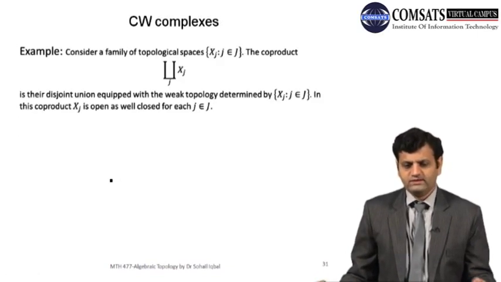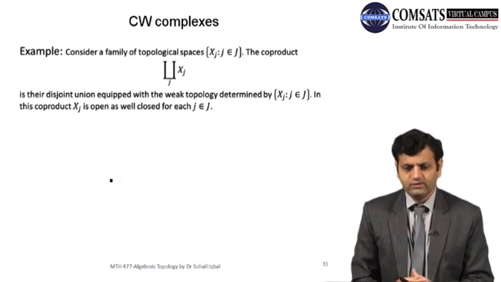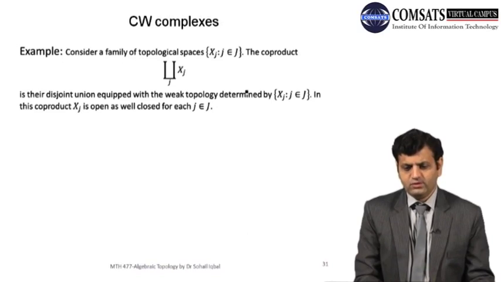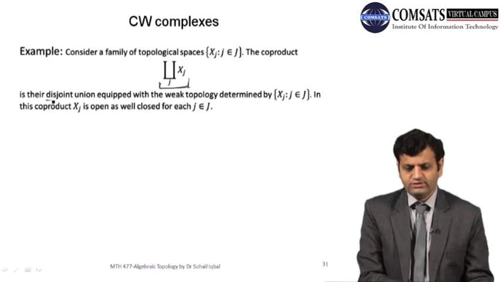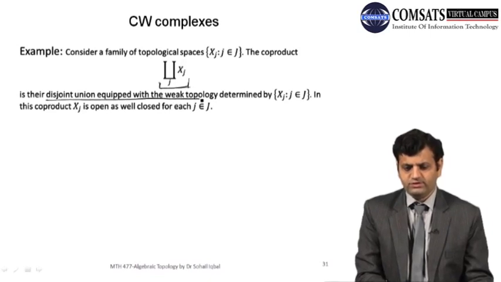Okay, so let's consider some examples of weak topology. So consider a family of topological spaces. So the co-product, we have already seen it, we have already used it, this notion of co-product is a disjoint union equipped with the weak topology determined by this.